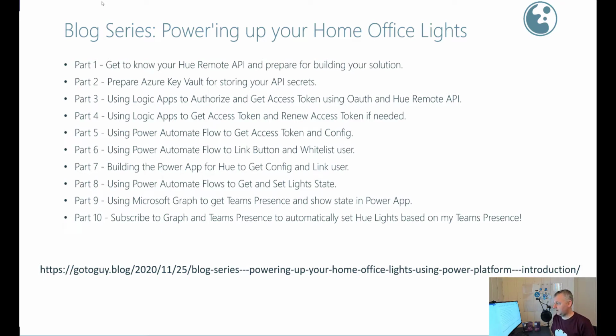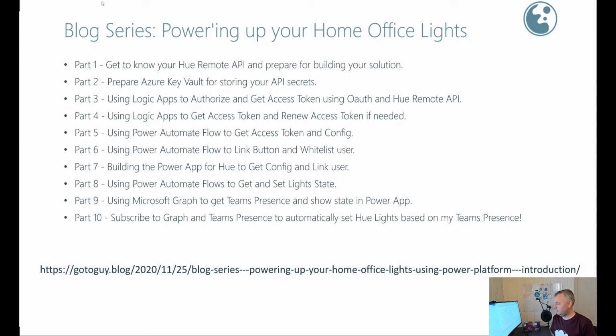Part 5 is moving on to the user side and building the logic behind the Power App and Automate flows to get that access token and the configuration information from the bridge for Hue. Part 6 is using Power Automate flow for linking, pressing the link button virtually via remote API and whitelisting a user config. So this is where the user-specific part comes in. Every user will have their own whitelist identifier.